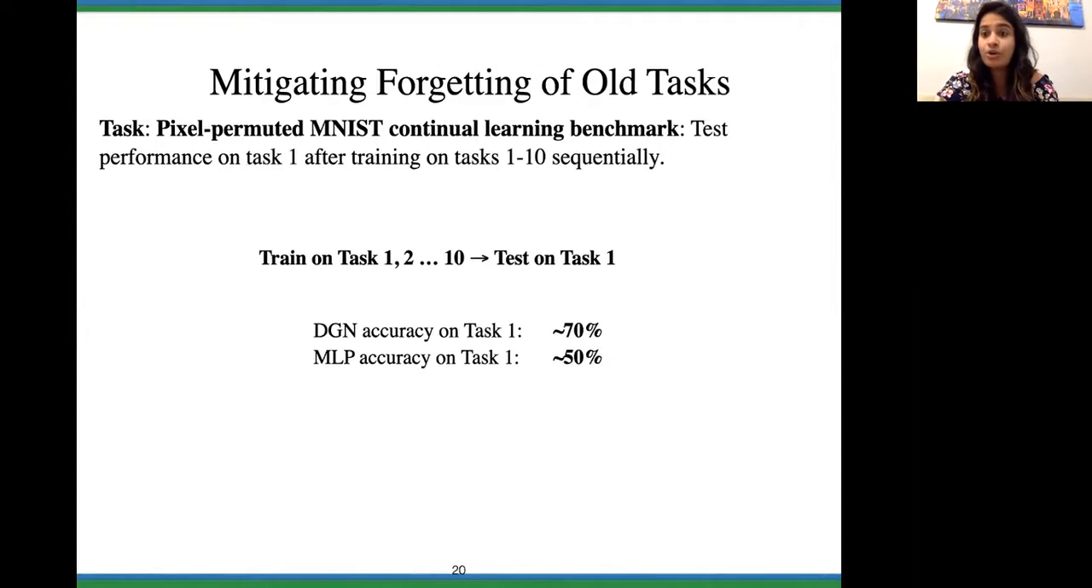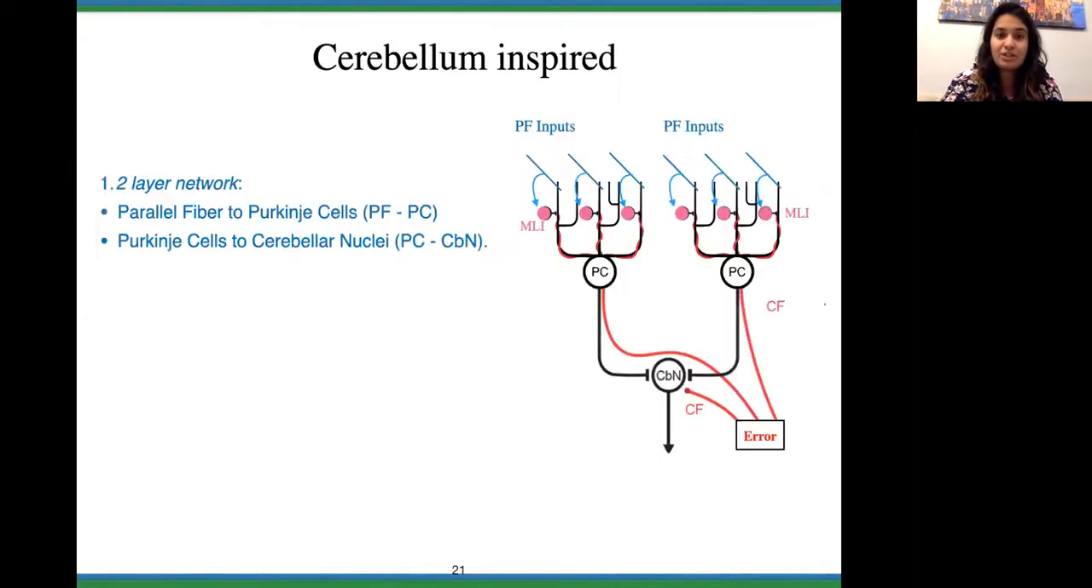And so we tested this on the MNIST pixel permuted continual learning benchmark, which is more commonly used in machine learning, which is basically we had 10 tasks, each of them has different pixel permutations of MNIST digits. And without getting into too much detail, you train on 10 tasks, and then you test all the way back on task number 1. And the DGN does pretty well, 70% accuracy, whereas in contrast, the MLP only does about 50%. So I'm not getting into too many details here, but this is just to show you that this works actually quite well on also real tasks that people use to benchmark this type of stuff in machine learning.